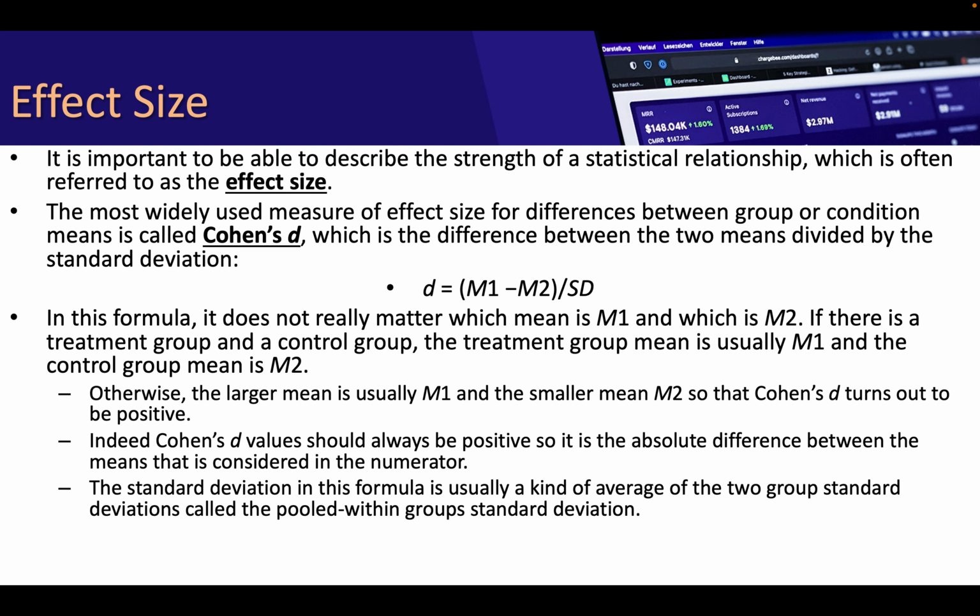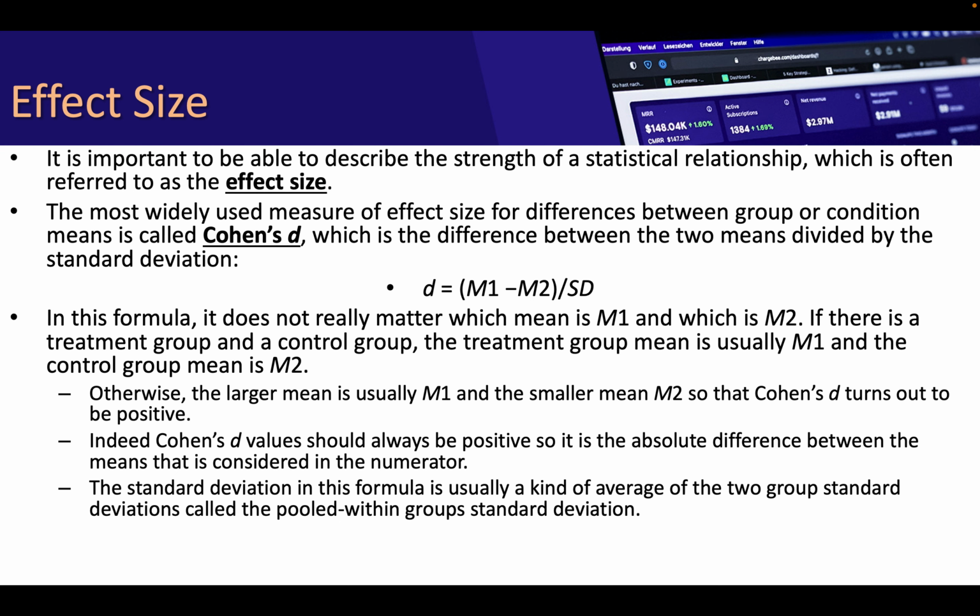In this formula, it does not really matter which mean is M1 and which is M2. If there is a treatment group and a control group, the treatment group mean is usually M1 and the control group mean is M2. And what we're looking for is the effect size. What we're looking for is the difference between the two variables. So we subtract that and then divide by the standard deviation.